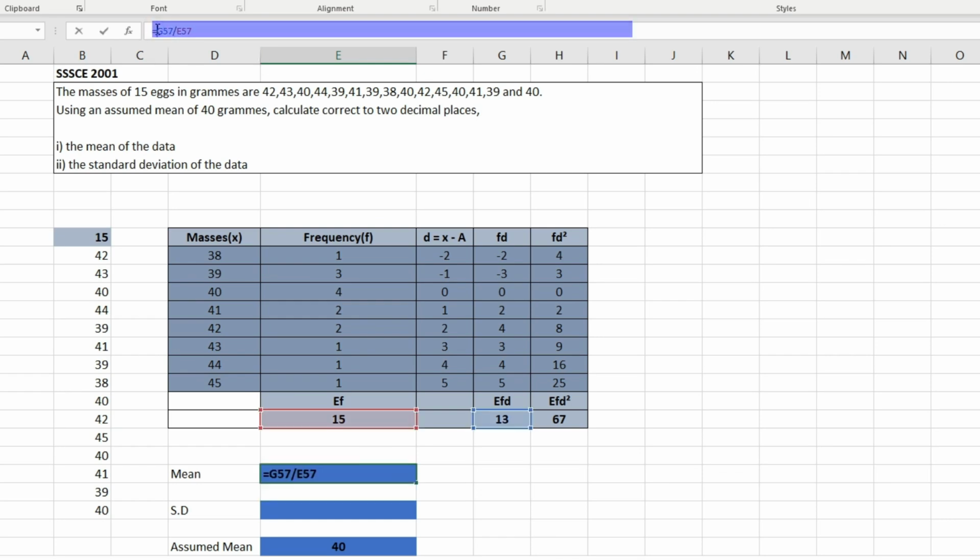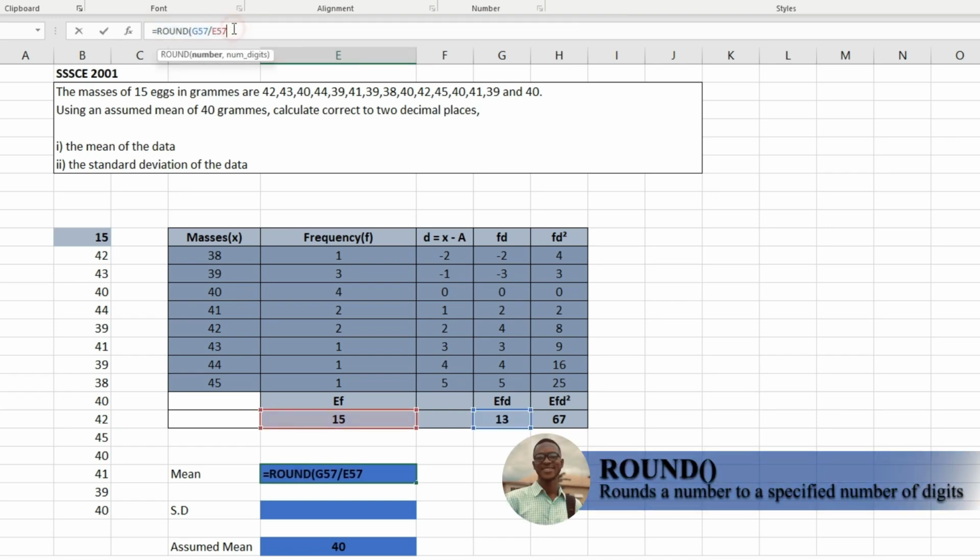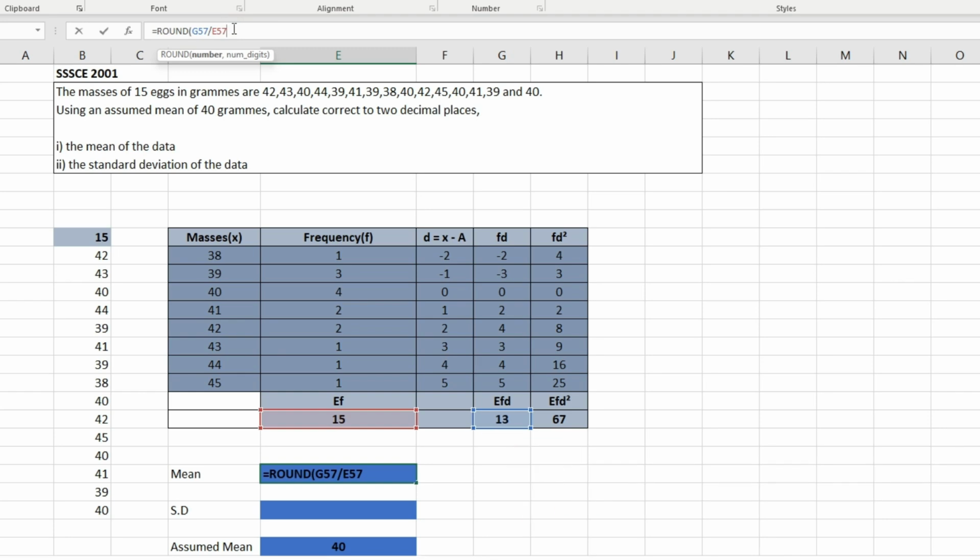So over here, I'm going to round it here. Then here as well, my number is the formula that I use in here, which is the sigma FD all over sigma F. For the number of decimal places, when I press comma, I want to run it in 2 decimal places, so I'll press 2 over here, and then I'll close it, and then there we go. 0.87 is our mean.